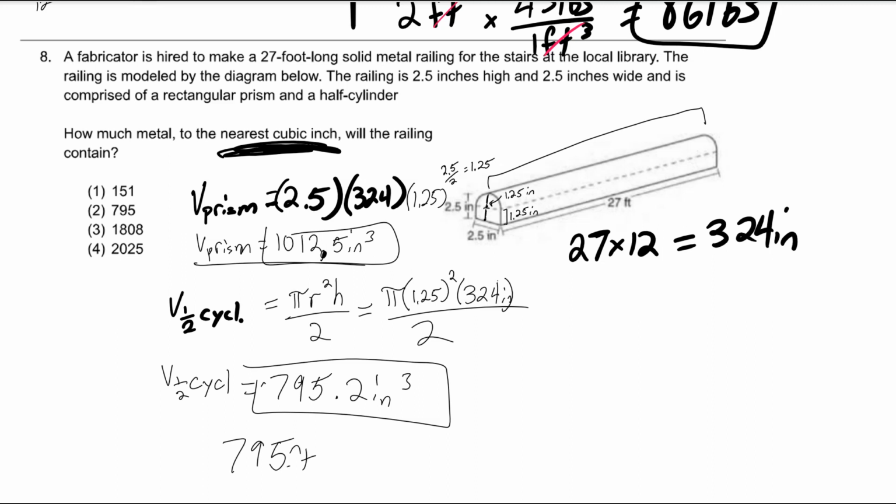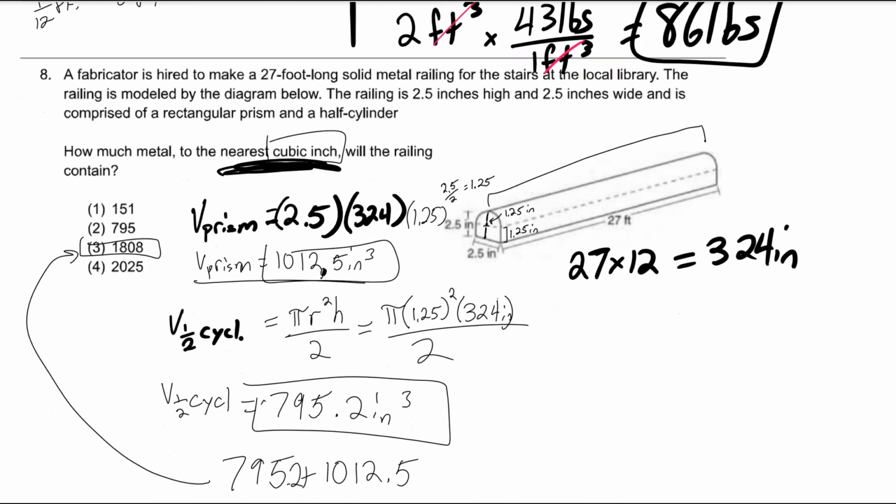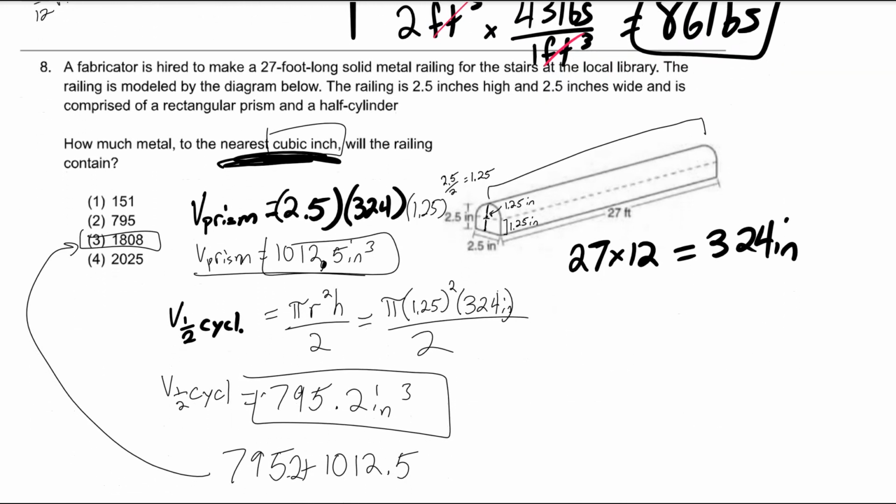If I sum those, 795.2 plus 1112.5 is closest to 1808 cubic inches. So you've got to read carefully to see if you're going to want everything in cubic feet, like we did for number 7, or if we want things in cubic inches, like they specified in number 8.